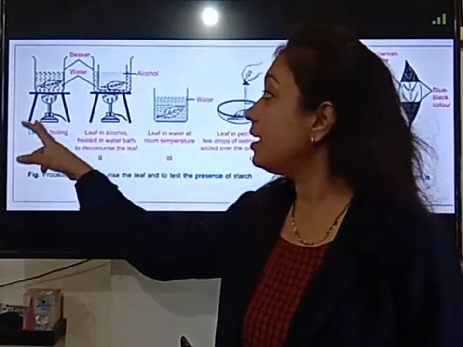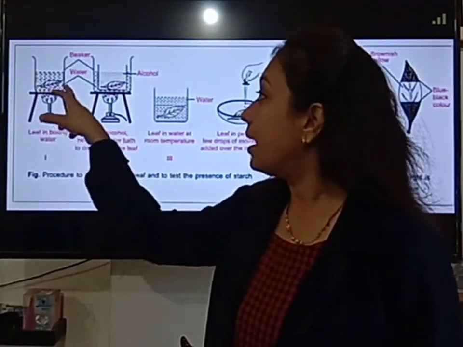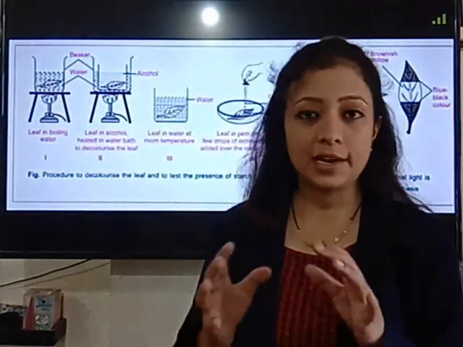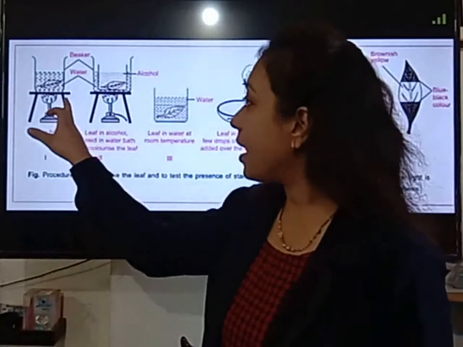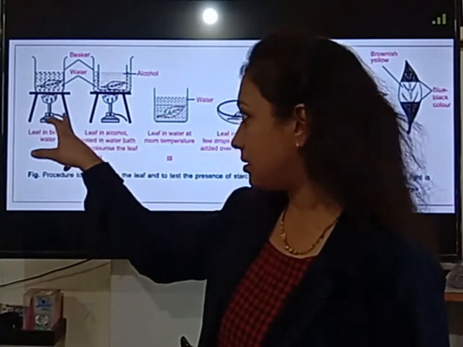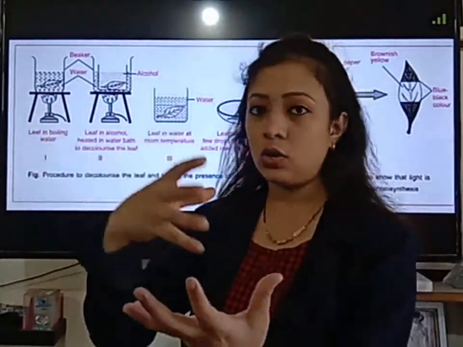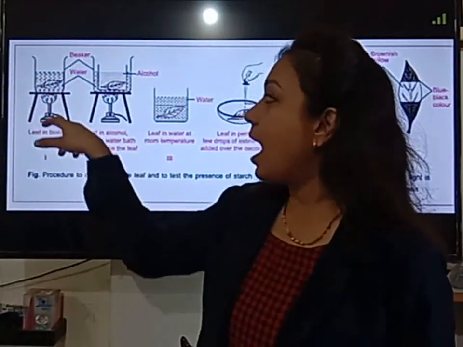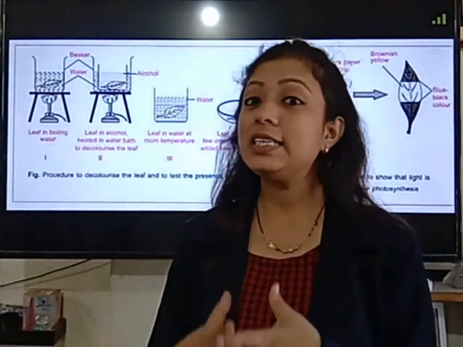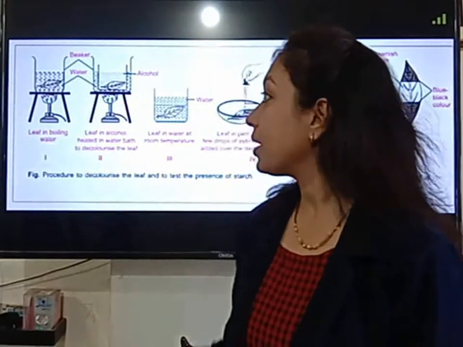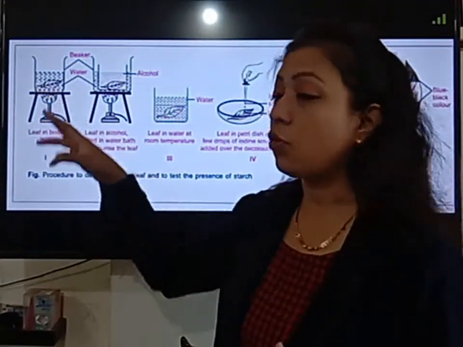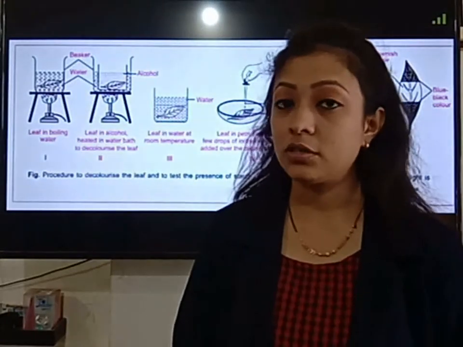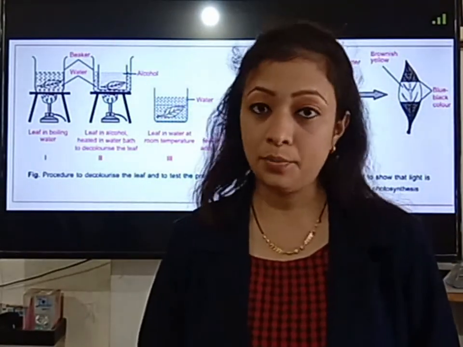Children, here you can see there is a water bath. Now water bath means what? There we have taken one beaker with water in it, and that beaker we have kept on the tripod stand. The wire gauze is there, and on the wire gauze over the tripod stand we have kept that beaker, and now we are heating that water. Now what will happen once we heat this water? The water will start boiling and the leaf present in that water will also start boiling.